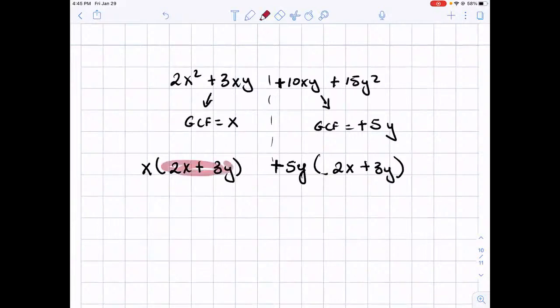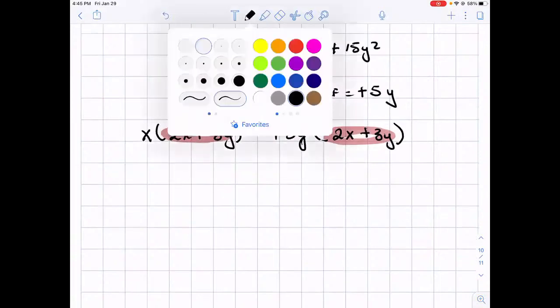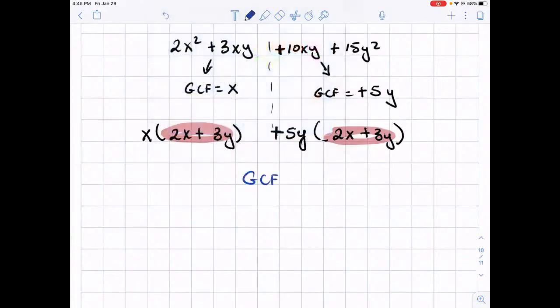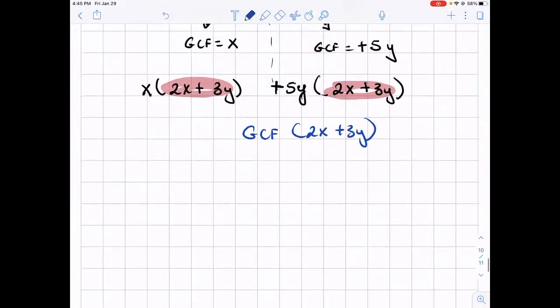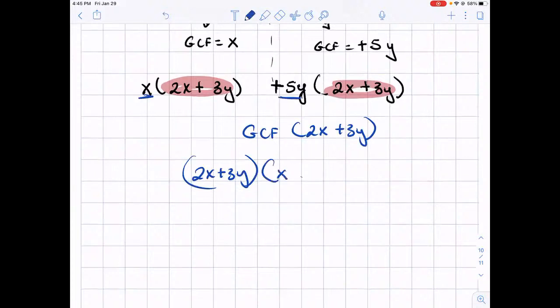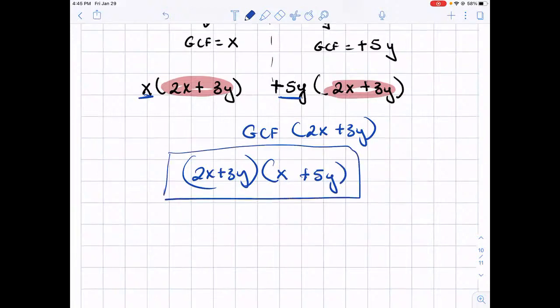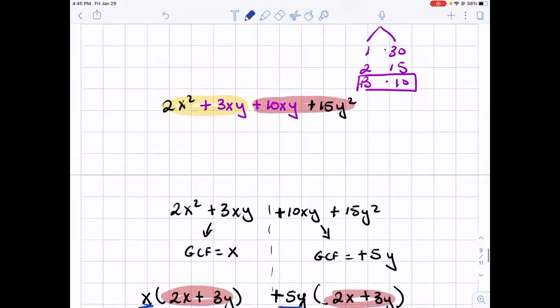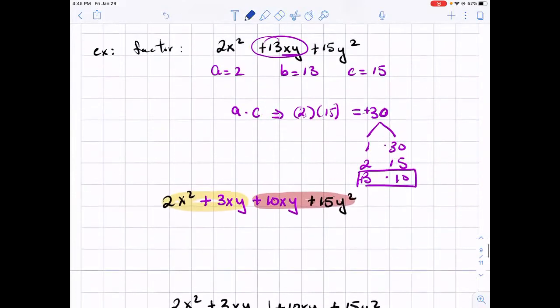Notice that this is identical to this. So we do have another GCF, which is 2x plus 3y. If we take out 2x plus 3y, we'll have the x left, and we'll have the plus 5y left. So here we have factored that problem, this polynomial, which looks like a quadratic. And you can consider it as being quadratic also.